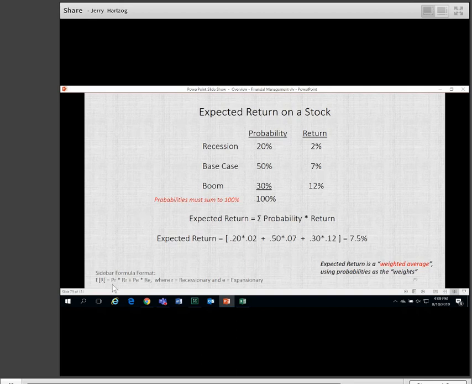Now, they do give you this formula in the sidebar, but I would recommend you just remember that it's simply the sum of probability times return plus probability times return plus probability times return. Just a weighted average using those probabilities. And you'll see why in a minute, why we recommend that approach. Okay, that's a single stock.